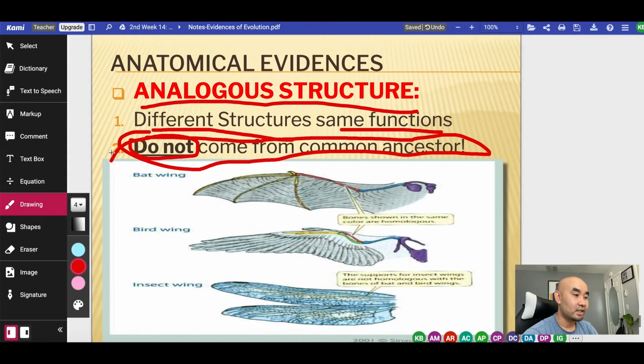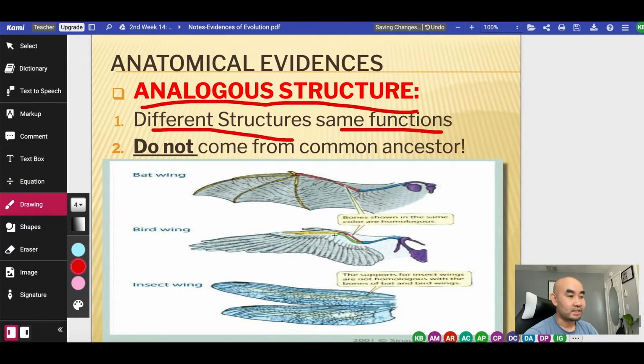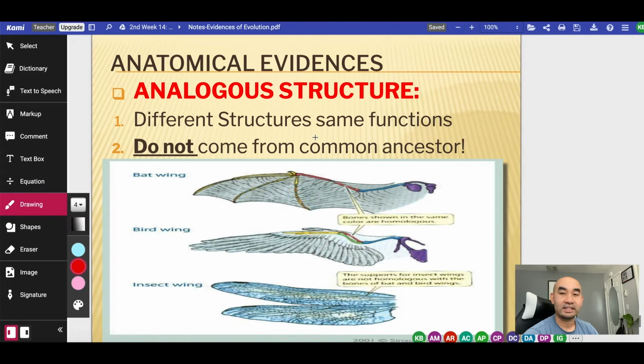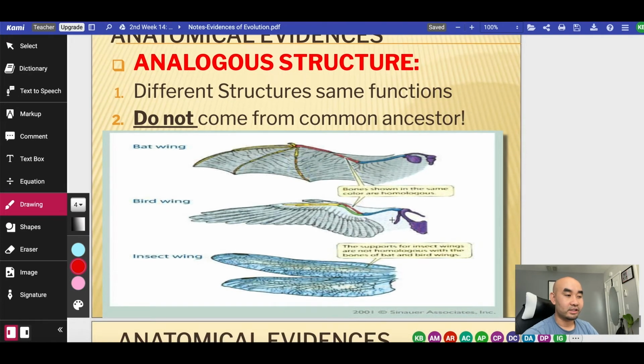analogous structures do not. For example, a bat wing and a bird wing have the same bone structure, homologous. But when you compare them to an insect wing, even though they have the same function, the same job, they don't have the same structure. So they are not from the same ancestor, and we call that analogous structure, right? So if somebody asks you, comparing a bird and an insect, are they very close in ancestry? The answer is no, right? Because they have analogous structures, different bone structure.